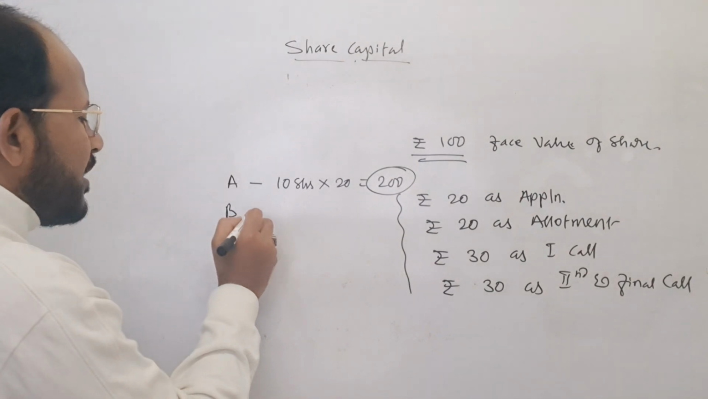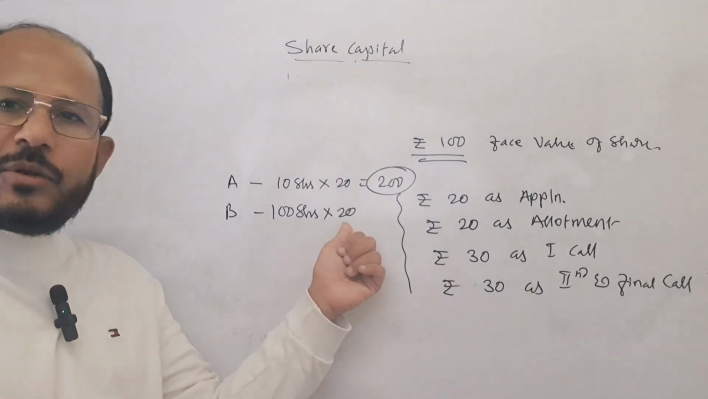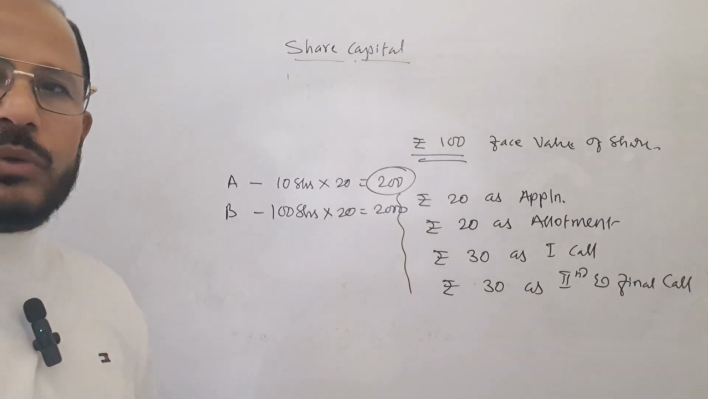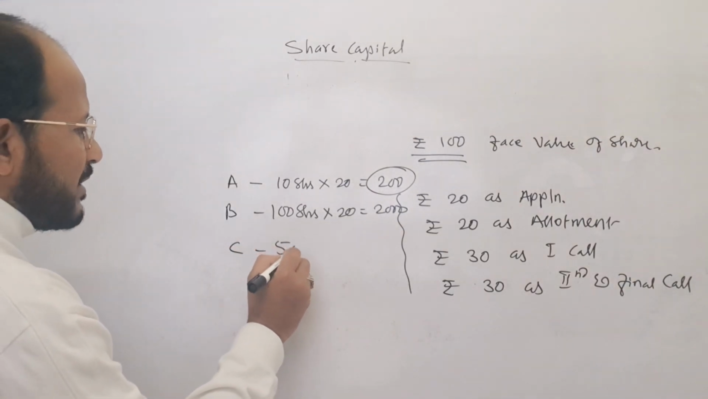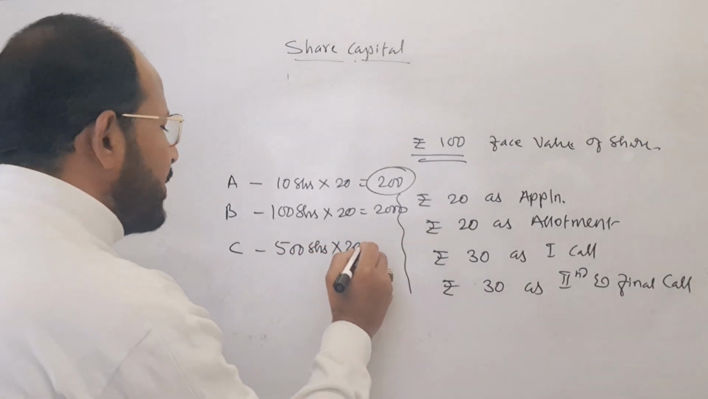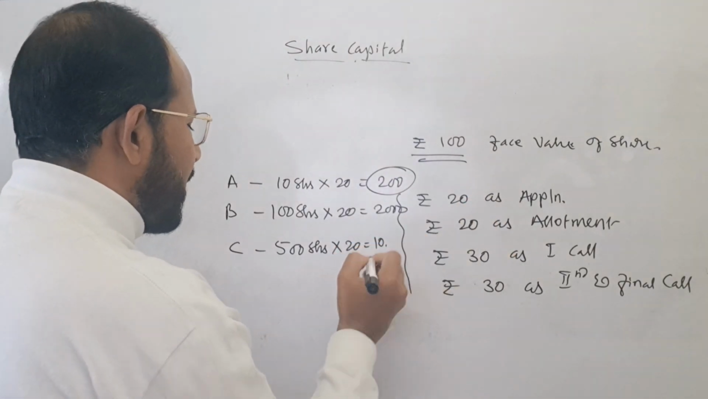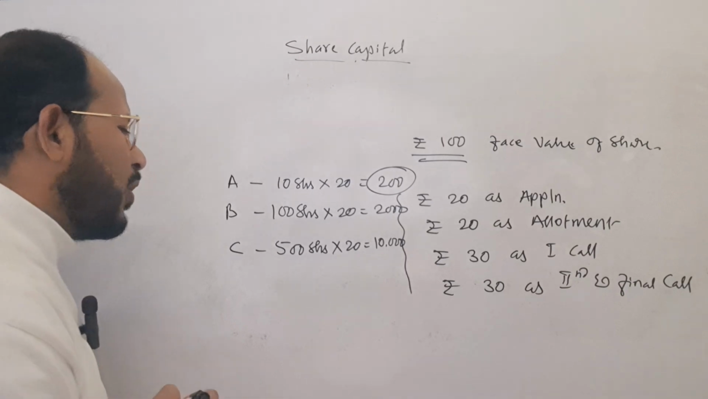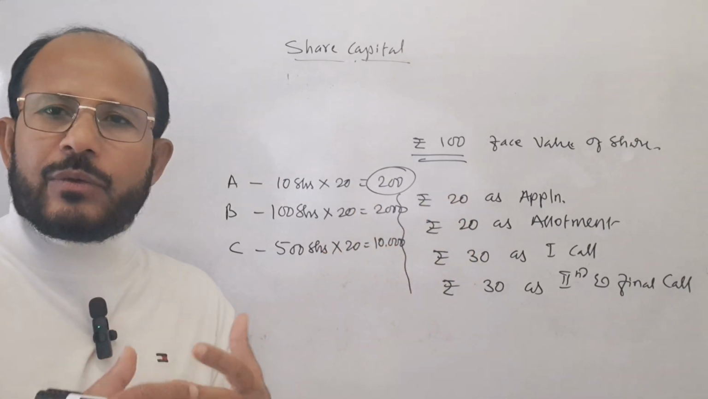Next one is, take for example Mr. B, he wants to purchase 100 shares. Now per share he has to send rupees 20 as application money. Therefore, here Mr. B will send how much? Rupees 2000 to the company. In the similar way, assume Mr. C wants to purchase 500 shares, and per share amount comes to rupees how much? Rupees 20 per share application money. Therefore, the total application money he needs to send comes to rupees how much? 10,000 rupees.